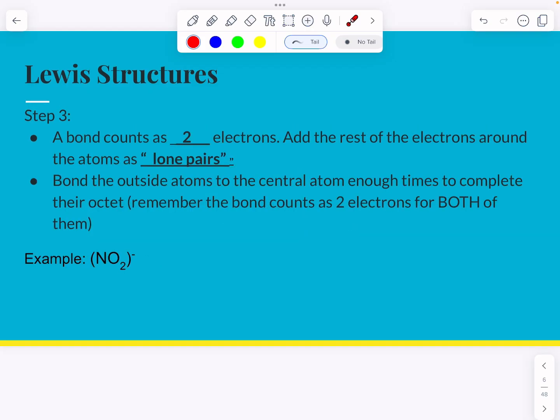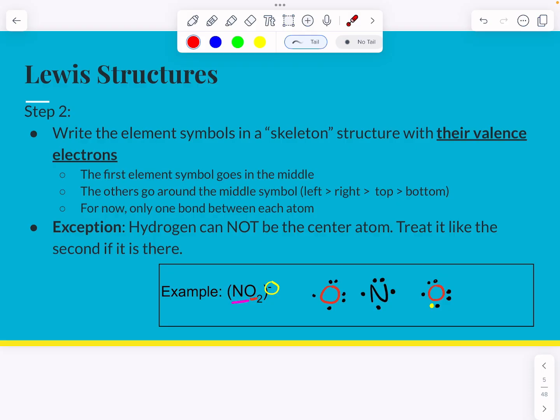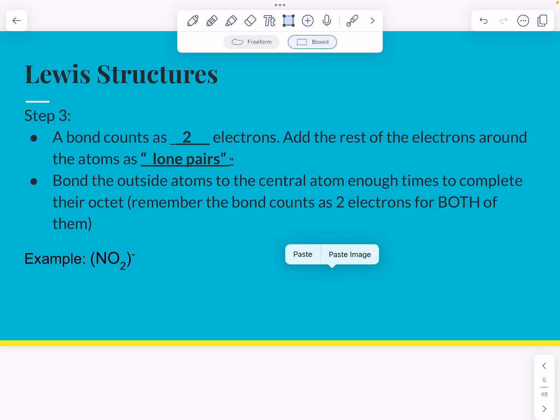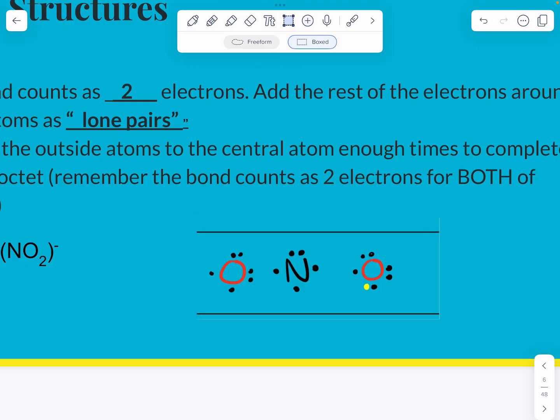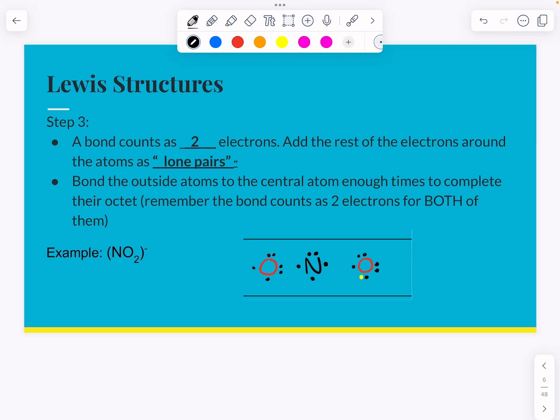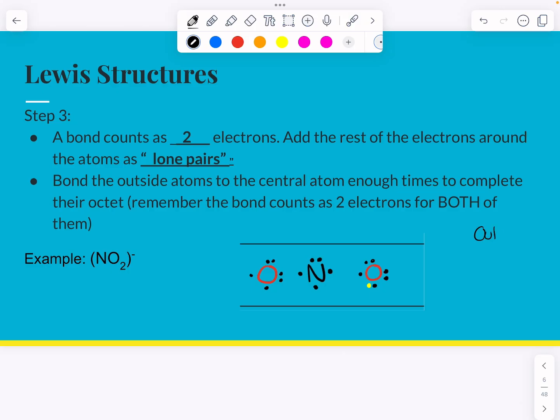Okay, step 3 is then we bond them. Keep in mind that each bond counts as 2, because in order for a bond to form, I share one with you and you share one with me. All right, let's see if I can bring our picture over here. Okay, so we're just going to keep building on our image. Now, get my pencil. Start on the outside first. Always start outside first.